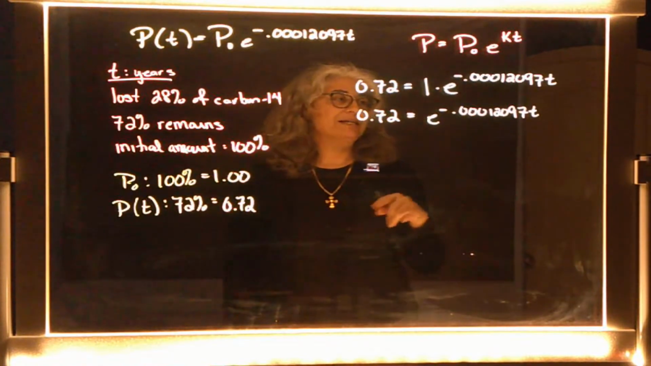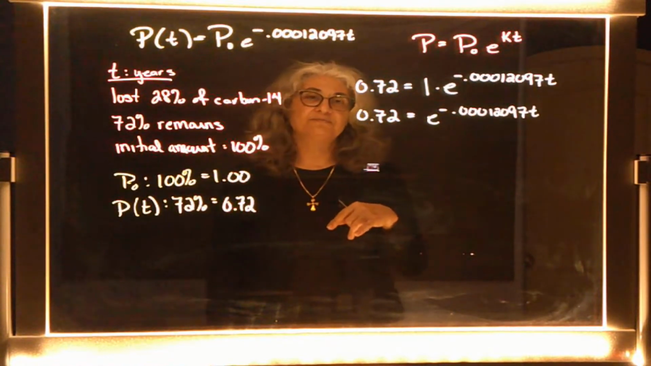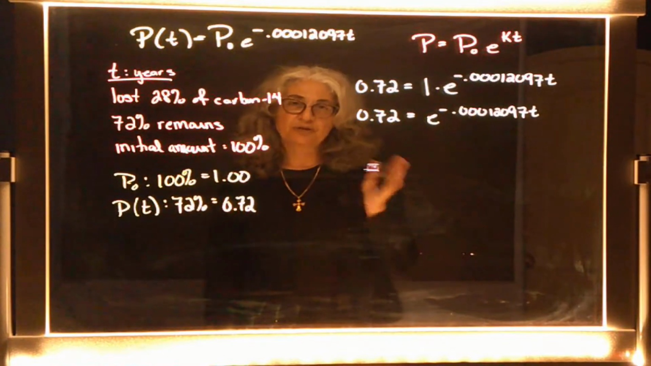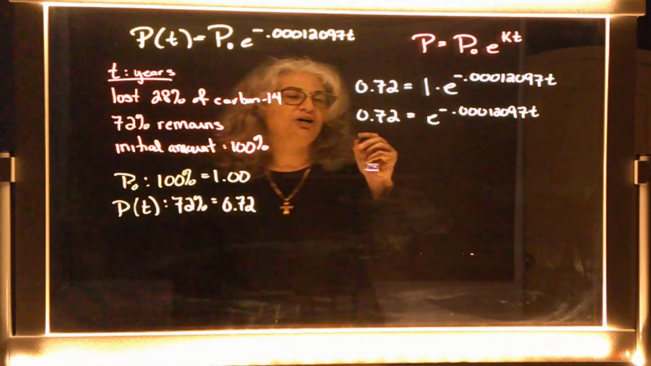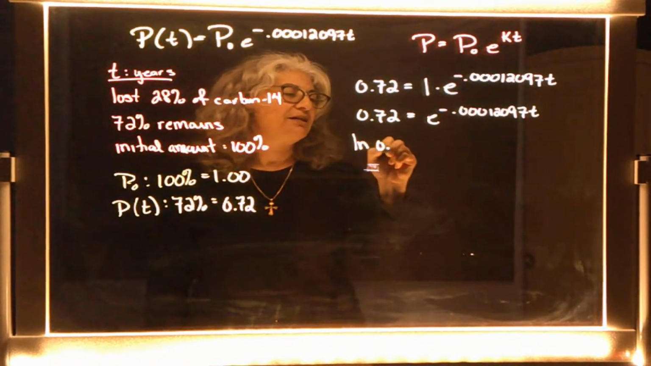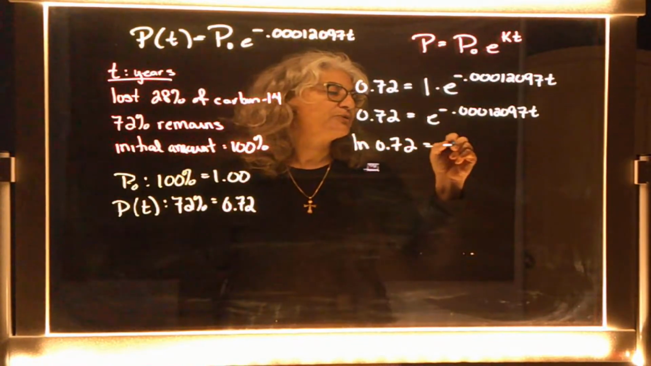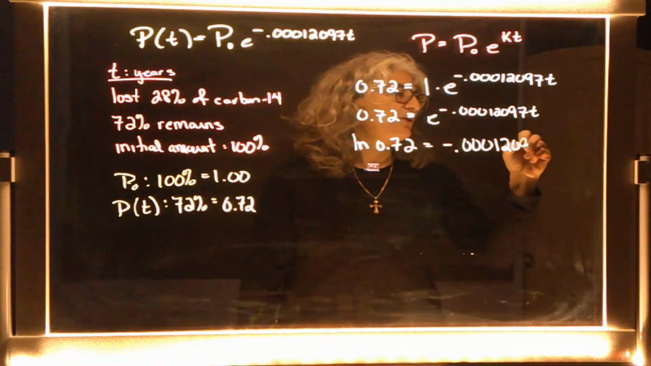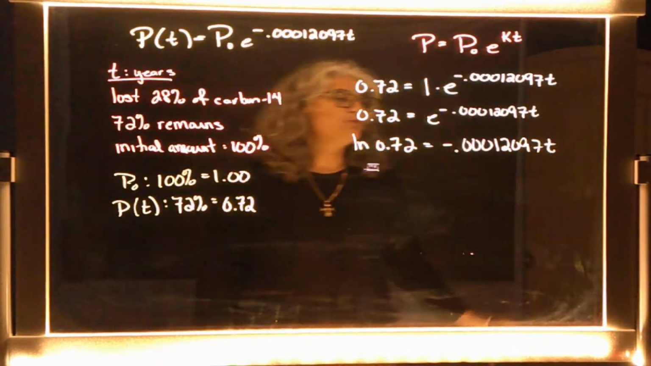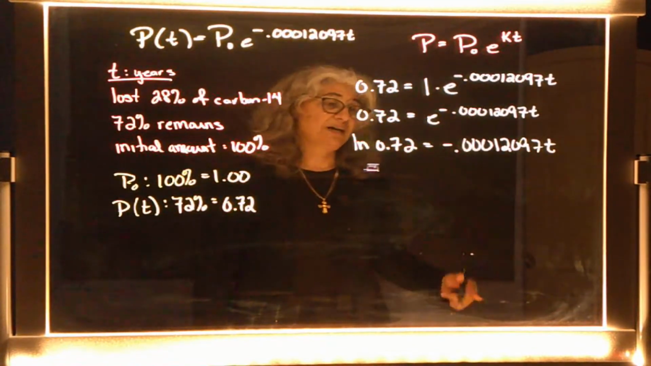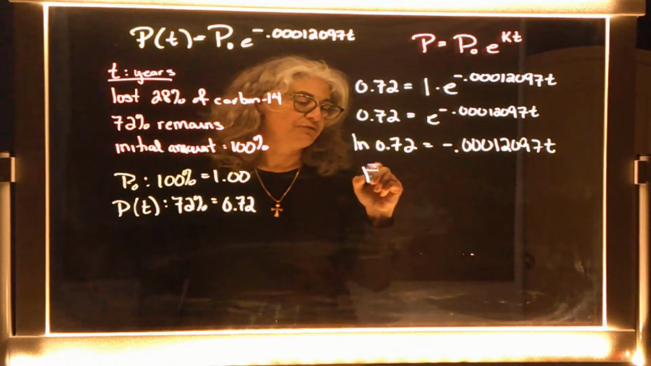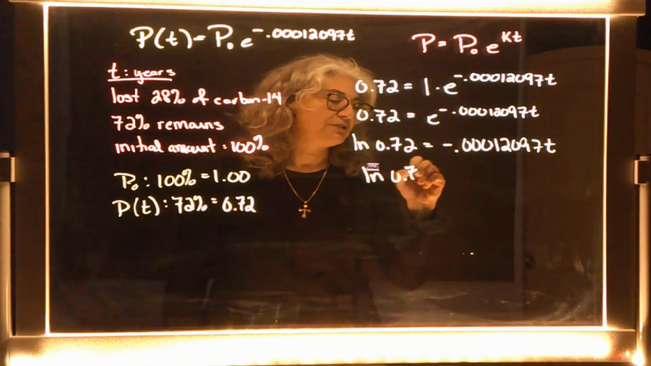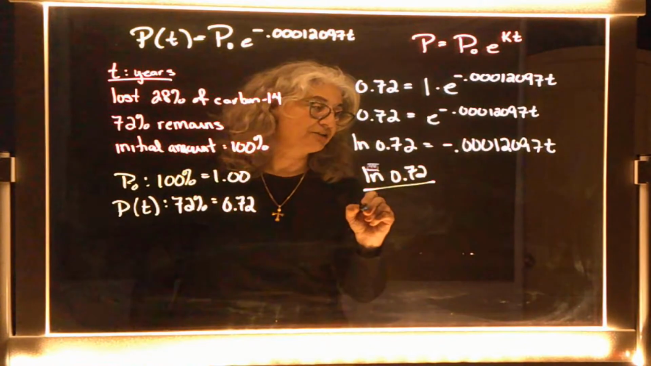All right, so I need to get to the t. What do I get rid of now? Good, get rid of the e. So what do we do? Natural log on both sides. Excellent. So natural log on both sides gives me this over here on the right. Then what? Good, divide by that negative wonderful little decimal. I know, some of you got your calculators out already.